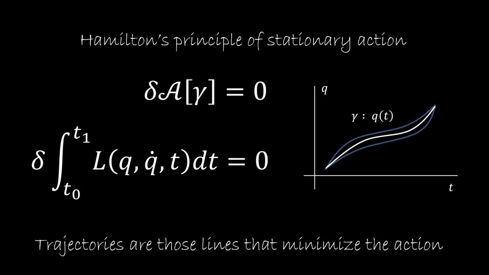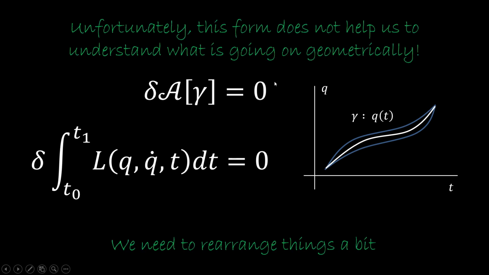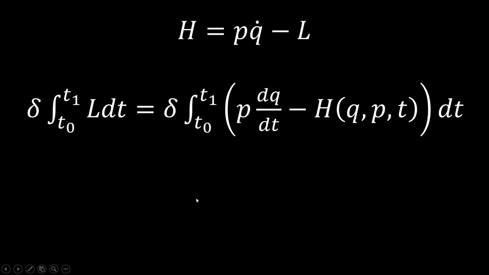Now, the problem is that unfortunately, this way of writing does not help us to understand what is going on geometrically. What is going on geometrically is not apparent if we just look at this space and at this trajectory. So we need to rearrange things a little bit. As I said before, we are going to be using elements of Hamiltonian mechanics. Specifically, we need to use this relationship, that the Hamiltonian is equal to the momentum times the velocity minus the Lagrangian. So we take this relationship, we substitute it here, and we have this result.